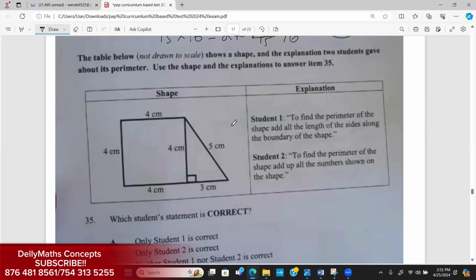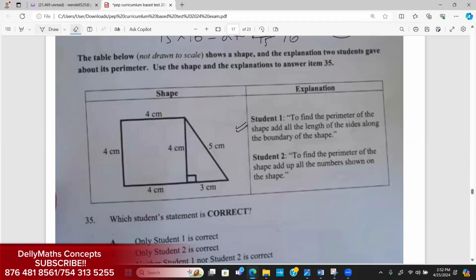Let's go to question 35. Winding down. The table below, not drawn to scale, shows a shape and the explanations two students gave about the perimeter. Use this to answer. Let us see what the students said. Student 1 says to find the perimeter of the shape, add all the lengths of the sides along the boundary of the shape. I like this. Add all the lengths along the boundary.